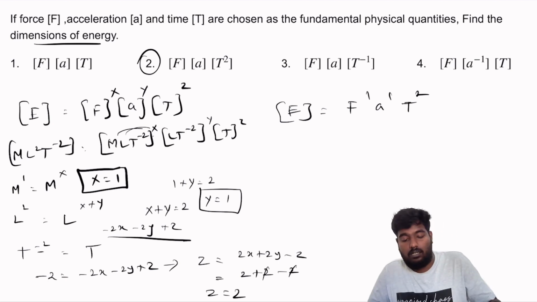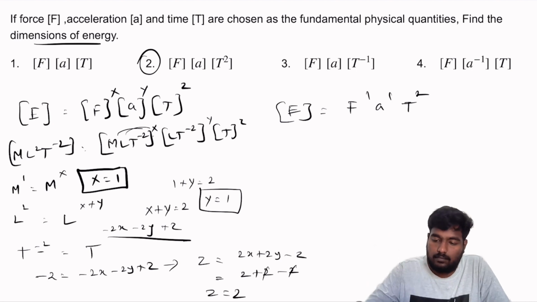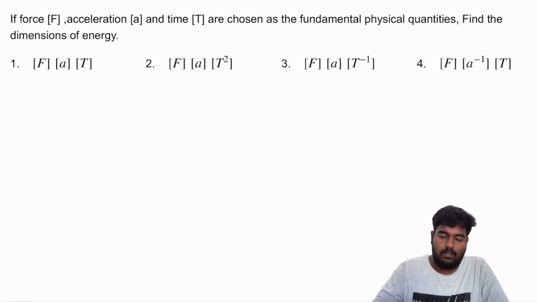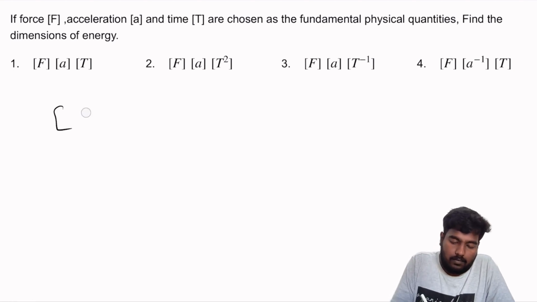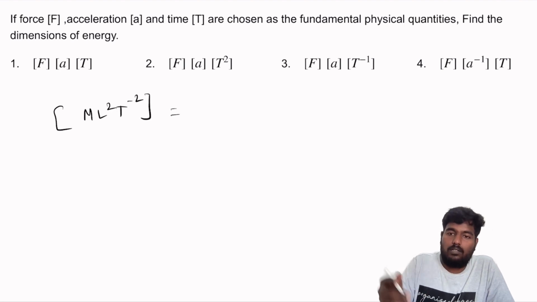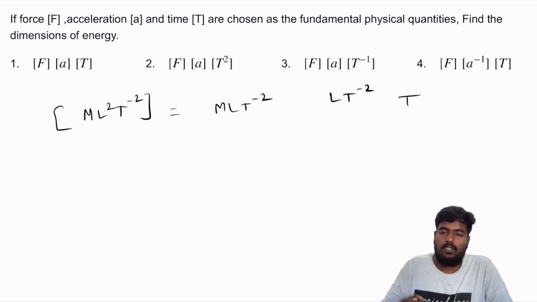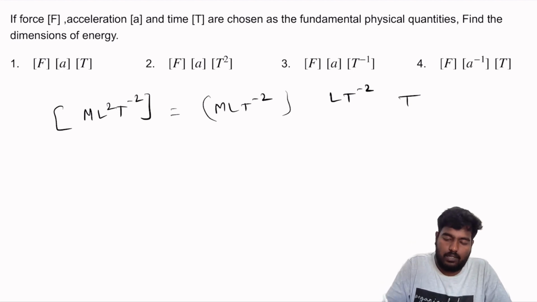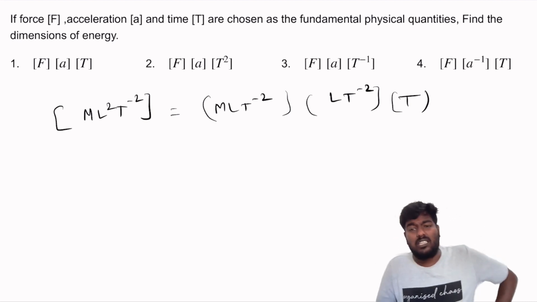One more way you can do it is qualitatively, not mathematically. How can we do it? For example, I want to take the energy's dimension, M L square T power minus 2. This should equal force, M L T power minus 2, and then acceleration, L T power minus 2, and time, T. I have to look at these three individually and see what I have to cancel out.